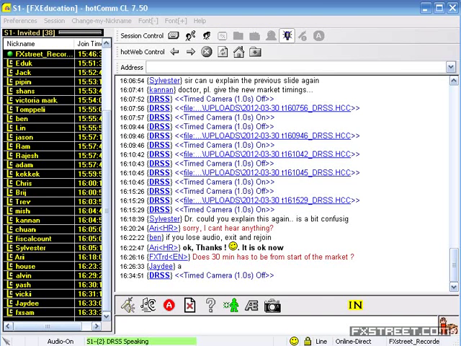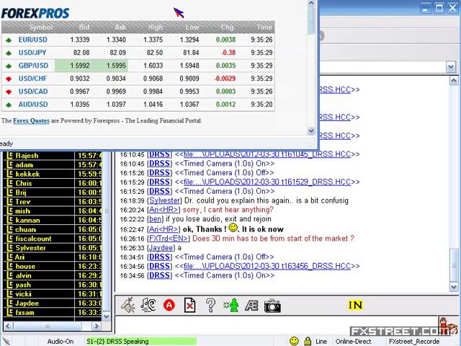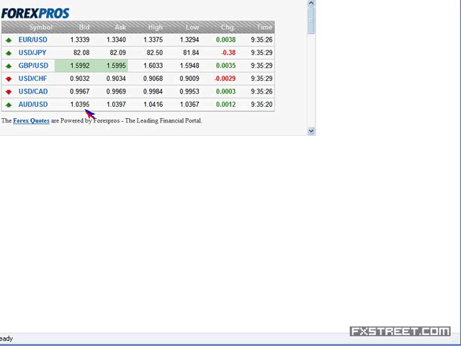Let me go back to the live market code page. Okay. I'm just going to restrict only to the majors because there is a time constraint. It's already 9:35 GMT.